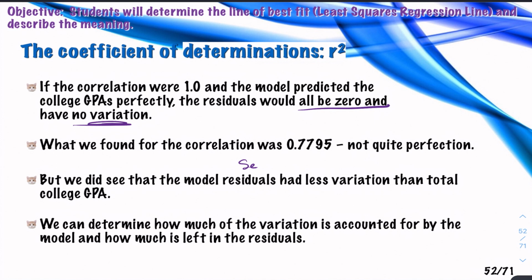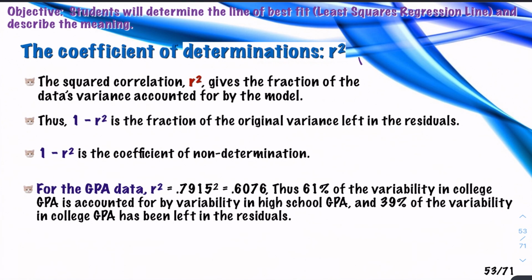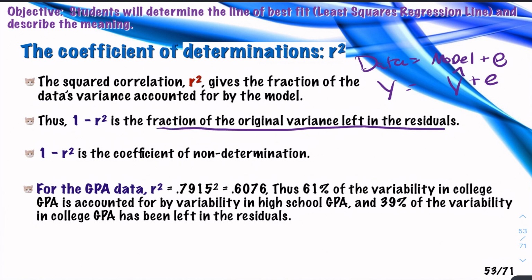We can determine how much of the variation is accounted for by the model and how much is left in the residuals. So how much is in our model, how much is outside our model. Because remember, data is equal to the model plus the residual, or y hat plus e is equal to y. The squared correlation, R squared, gives the fraction of the data's variance accounted for by the model. So 1 minus R squared is the fraction of the original variance left in the residuals. 1 minus R squared is the coefficient of non-determination. How much is not accounted for in our model? R squared, therefore, is how much variation is in our model.